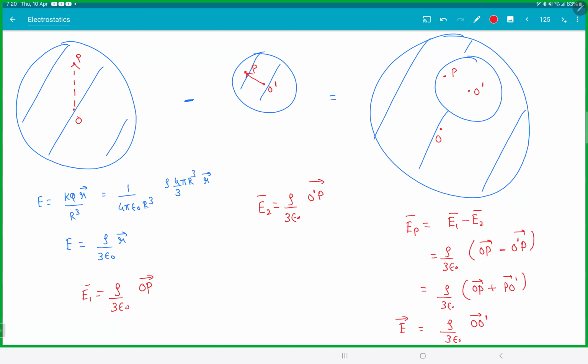First of all, in the question, Q is not given. So I have to eliminate Q and get everything in terms of rho. And when I did that, I got a pretty neat result: rho by 3 epsilon R bar. R bar is a vector from the center to the point where you want to find the field. Again, this is for only inside. So I have taken some random point P. The full sphere is giving rho by 3 epsilon OP bar. The small sphere is giving rho by 3 epsilon O dash P bar. If I subtract these two, I should get the field anywhere inside, which turns out to be rho by 3 epsilon OO dash bar. P got eliminated. Is this clear, Arya?